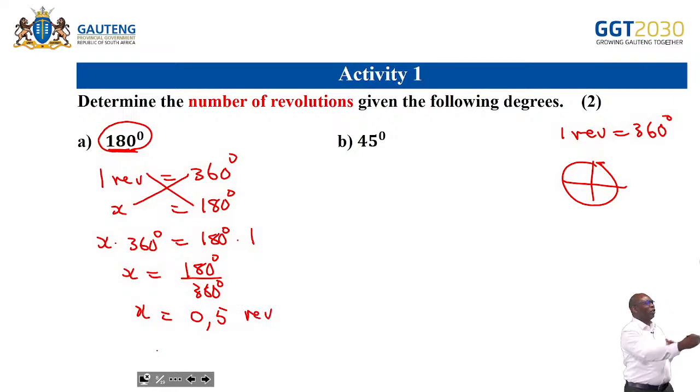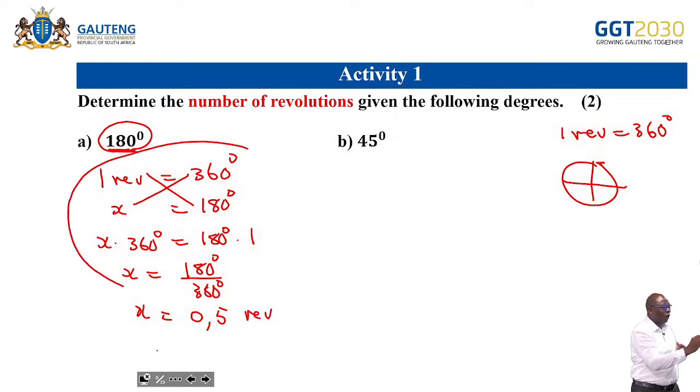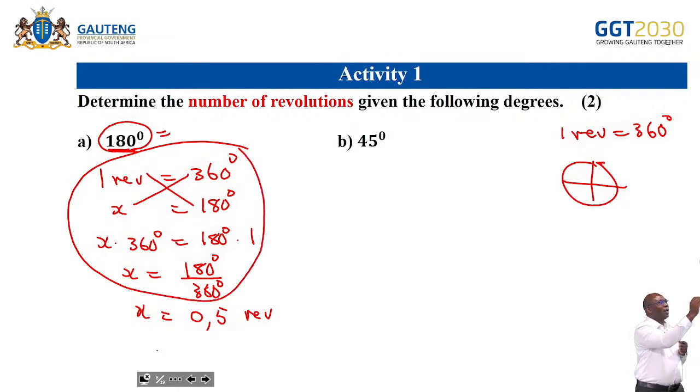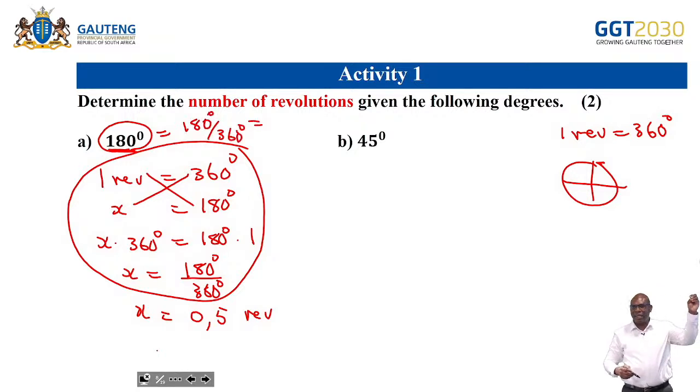Okay, but I did not need to do all this. What I needed to do was to take 180 degrees and divide it by 360 degrees, because I know that the degrees I'm having there is 180 degrees. I need to divide them by one revolution and my answer was going to be 0.5 revs. Okay, revolutions. All right, 45.